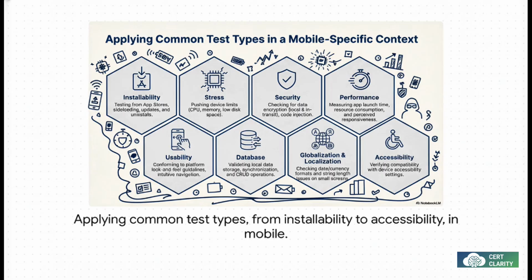The syllabus then gets into the details of how to adapt common test types for the mobile world. For example, installability testing isn't just about running a setup file, it's about testing from app stores, sideloading, and over-the-air updates. We apply stress testing for low memory situations, security testing for data encryption, and performance testing for things like launch time and resource consumption. Every single one of these requires a mobile-specific point of view.